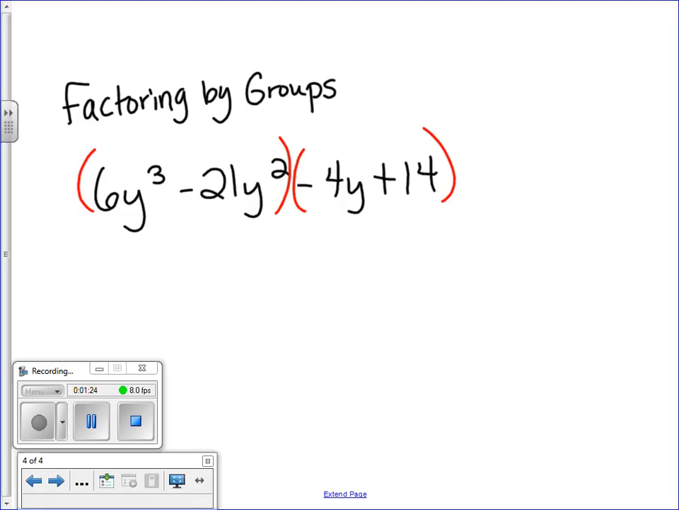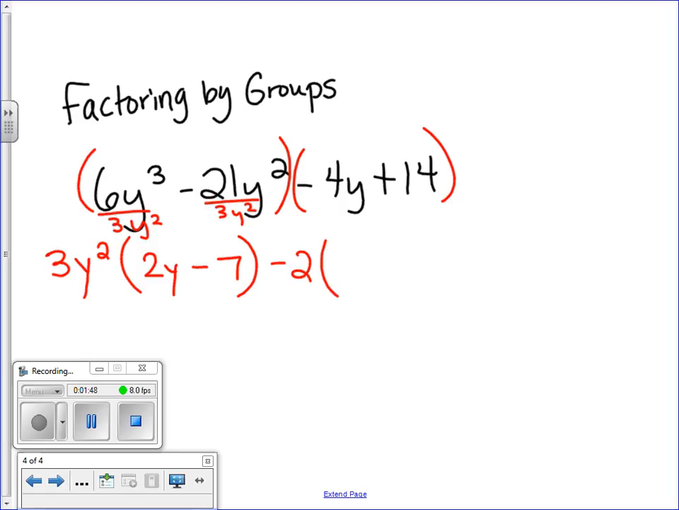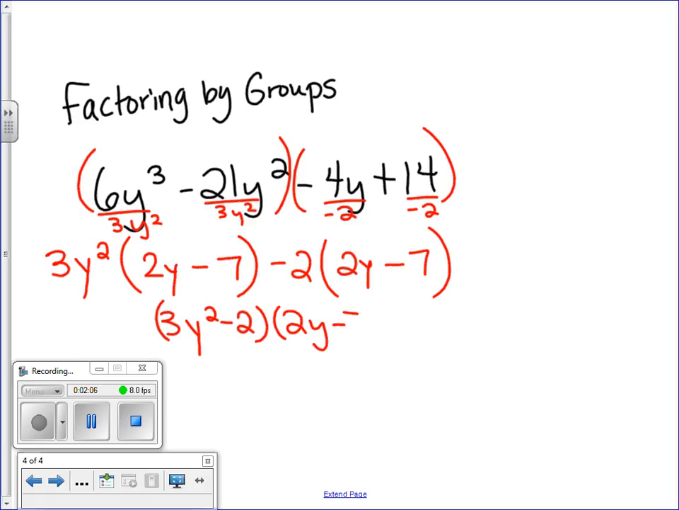What can I take out of this first group? 3y squared. If I divide this by 3y squared, what's left? 2y. Is there anything that can come out of this group here? Okay, can I maybe take out a negative 2? What's left right there? 2y minus 7. And look, we have our matching groups. So we have 3y squared minus 2 times 2y minus 7.